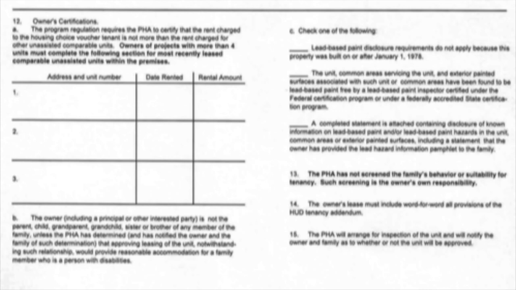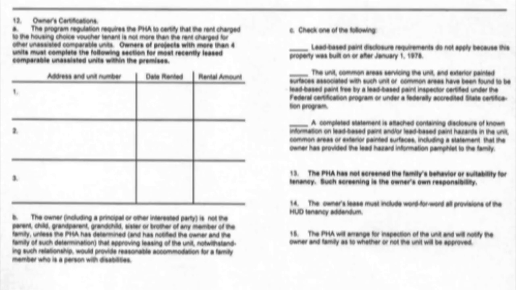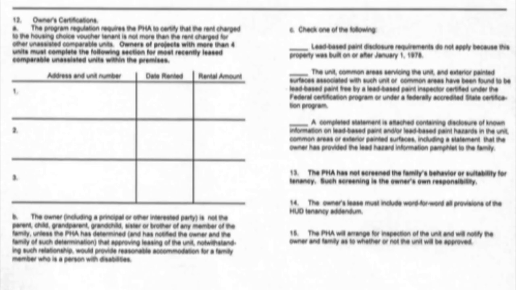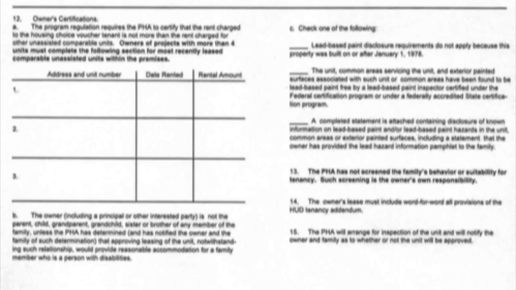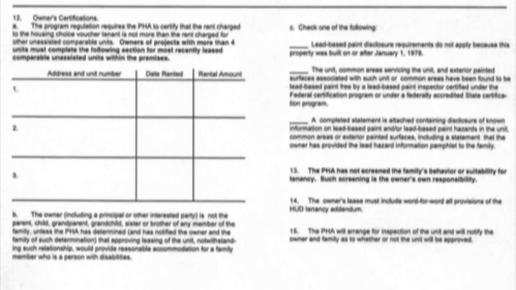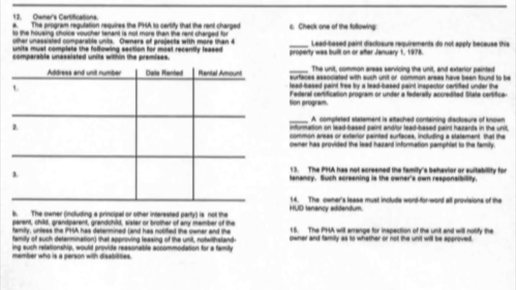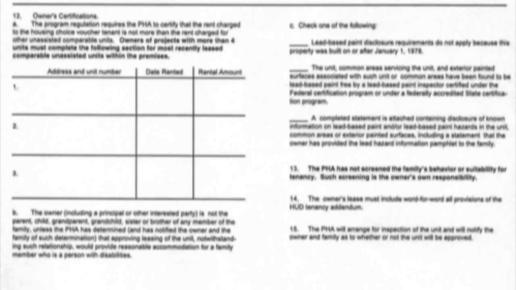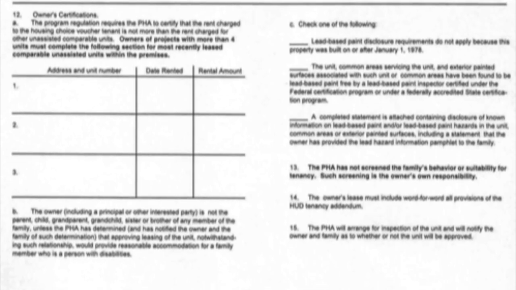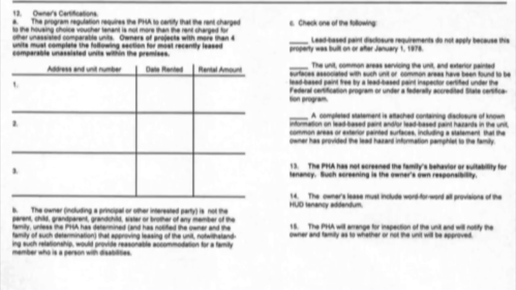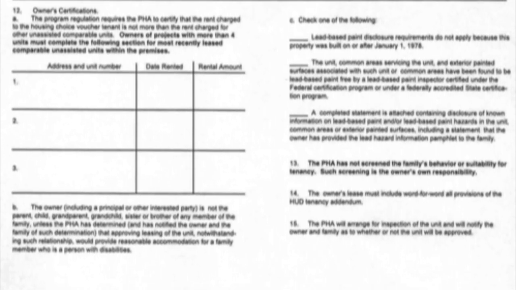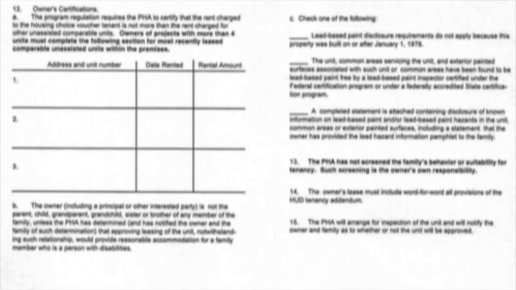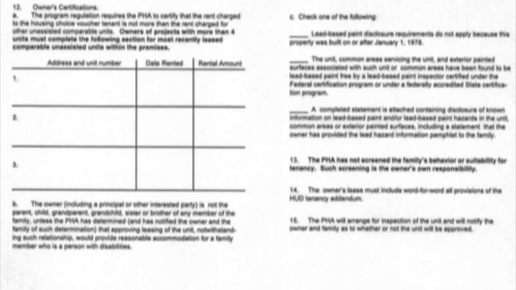Number 12, owner certification. Section A. The program regulation requires the PHA, Public Housing Authority, to certify that the rent charged to the Housing Choice Voucher tenant is not more than the rent charged for other unassisted comparable units. Owners of projects with more than 4 units must complete the following section for most recently leased comparable unassisted units within the premises. Here you will identify the address and unit number, the date rented, and the rental amount.